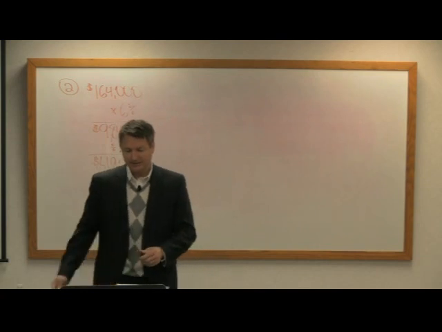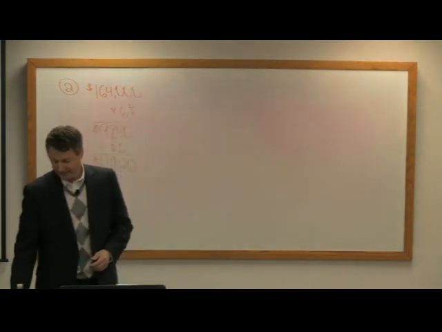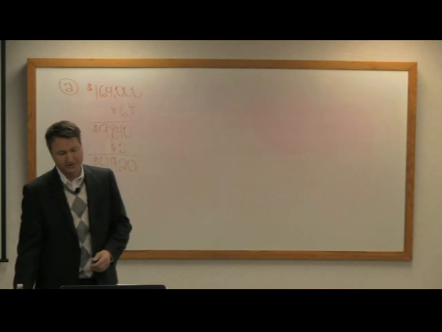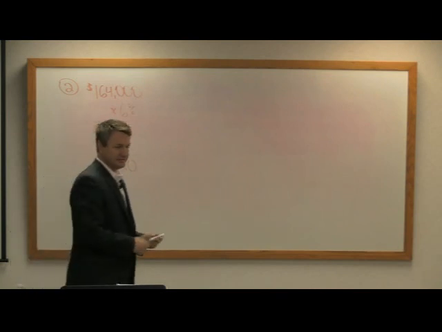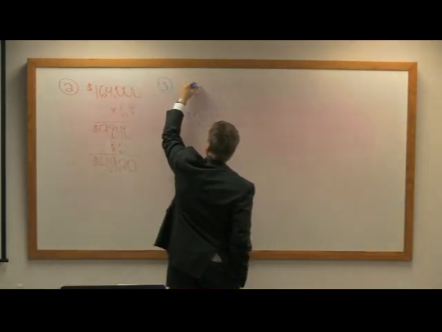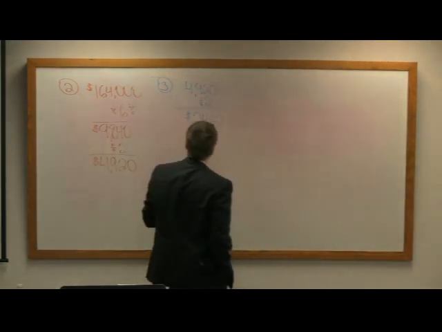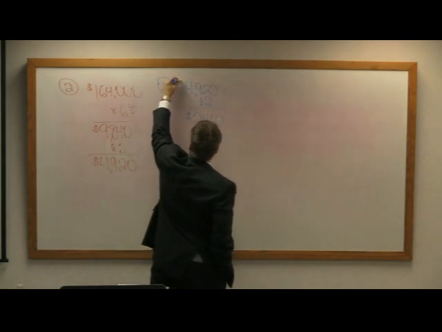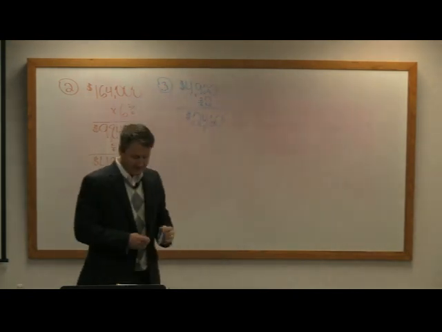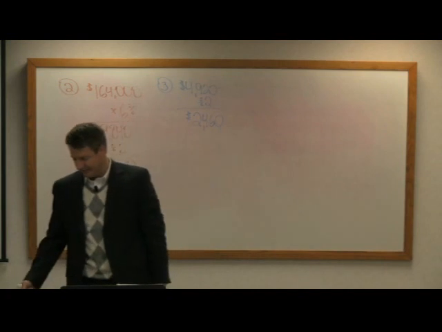So now number 3, the listing firm has a 50-50 split with their agent. How much does the agent receive? So we take the 4,920 and we just divide it by 2. So your commission on that sale was $2,460.